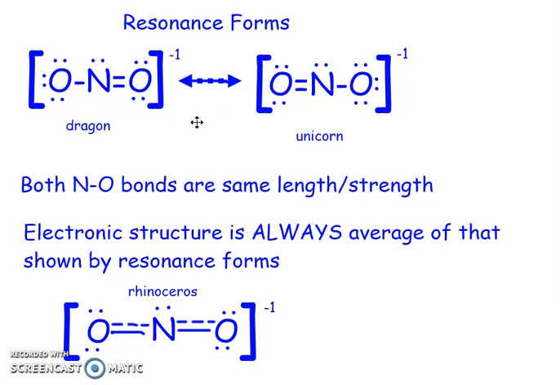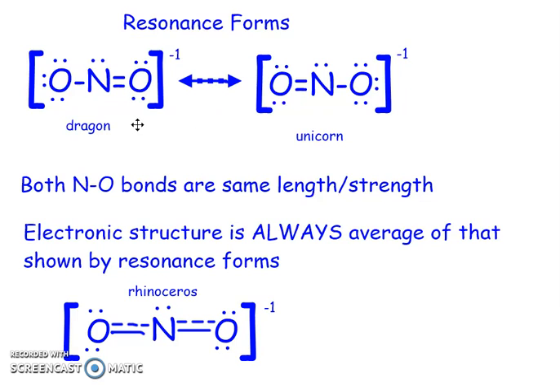However, when we look at the actual NO2 minus ion, that's not what it looks like, either one of those. Both NO bonds are the same length and the same strength. So while we can write it in either one of those two ways, which is why we have the double-sided arrow saying that those are resonance forms of the NO2 minus ion, reality is a hybrid of those two. So the electronic structure of whatever substance you're trying to draw the diagram for, molecule or ion in this case, is always the average of what's shown by the resonance forms.